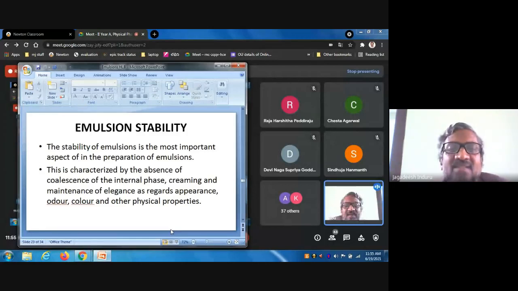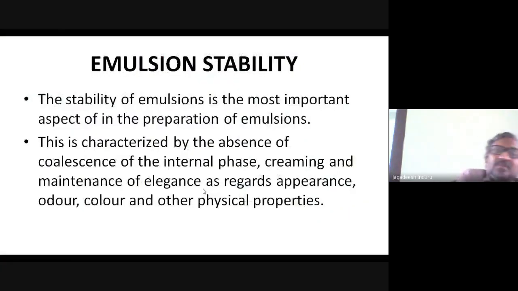So what is emulsion stability, and how is it getting affected? The stability of the emulsion is the most important aspect of the preparation of emulsion, in the manufacturing stage and in the storage and distribution stage. This is characterized by the absence of coalescence, that is, no internal globules coming together, and creaming, that is, separating as a layer, and maintenance of elegance, good looking without change in color, as regards appearance, color, odor, and other physical properties. So these are all things we need to check.